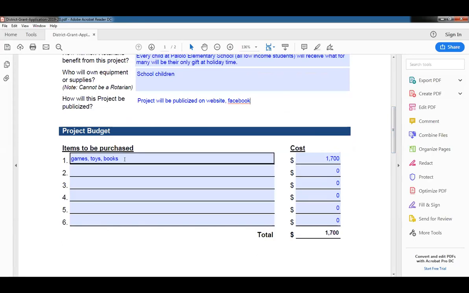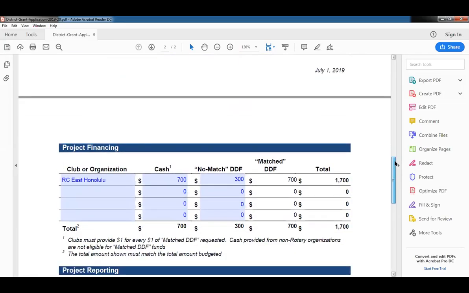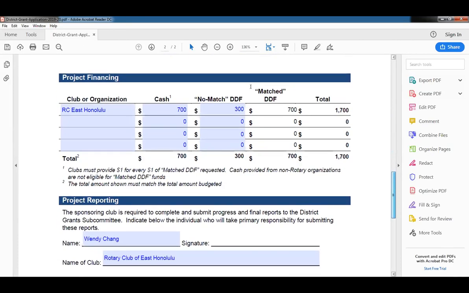So this is where you put in what your budget is. The games, toys, and books are going to cost $1,700, and that number is what populates over onto the front page. I just made these numbers up, but the no match district designated funds is what you can just ask for. You don't have to match it, you can just spend it. So you can do only no match if you want to. And then the match DDF in our case is $700, which means we have to put in $700 of club cash so that the total for our project comes up to $1,700. Then that's what goes onto our total budget place.